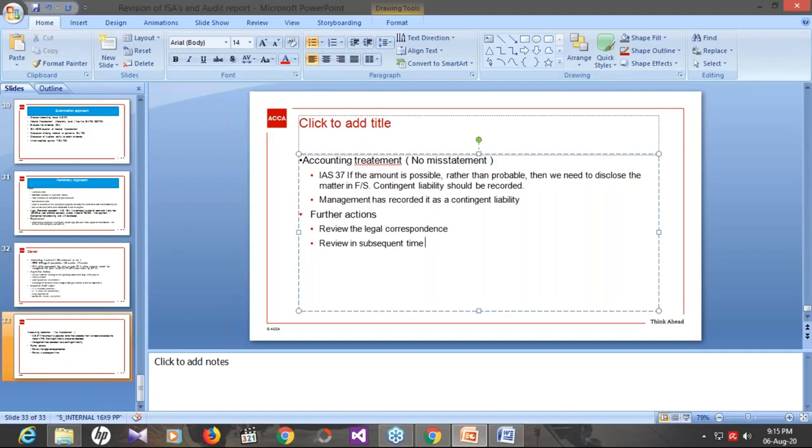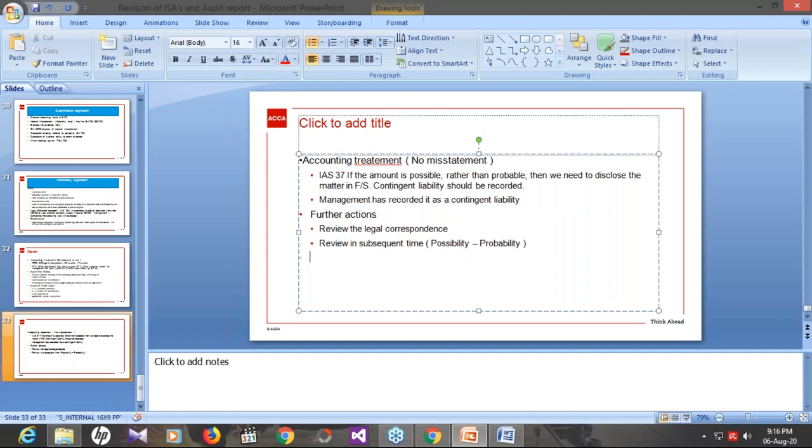There is a possibility that when we review in subsequent times, we can conclude that the possibility has been converted to probability. If a possibility is converted into probability, then we can change our mind, and according to IAS 37 it should not be considered a contingent liability and should be recorded as a provision. So these are the further actions that should be taken.